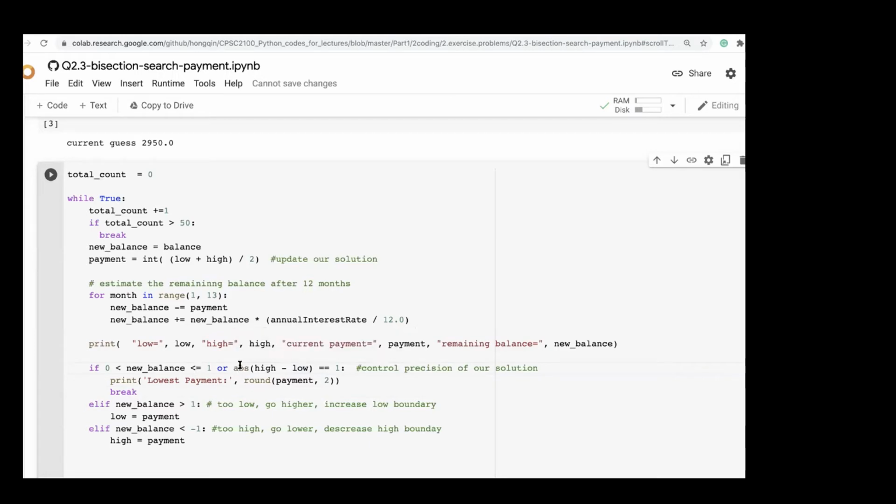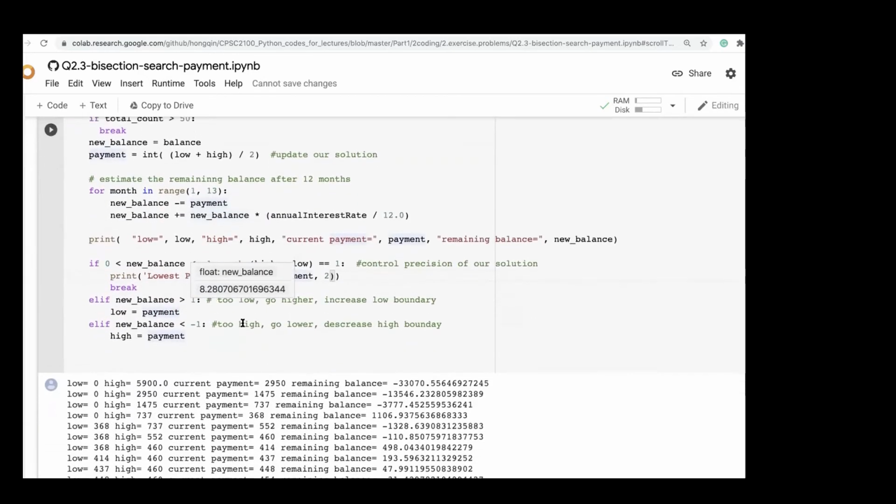ABS is just the absolute difference. The high bound should always be greater than low, otherwise something would be wrong again. But in this case, I just calculate the ABS, the absolute difference of the high and low. That actually is unnecessary because the payment is an integer, but I'm going to leave it there.